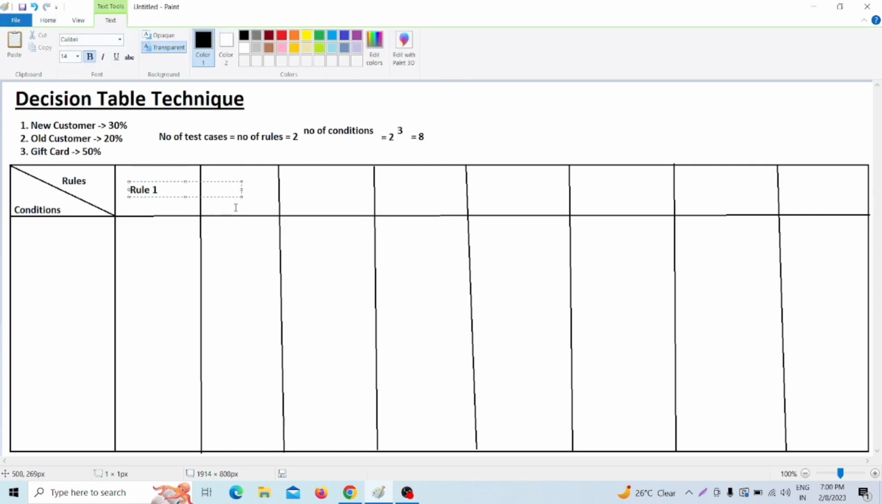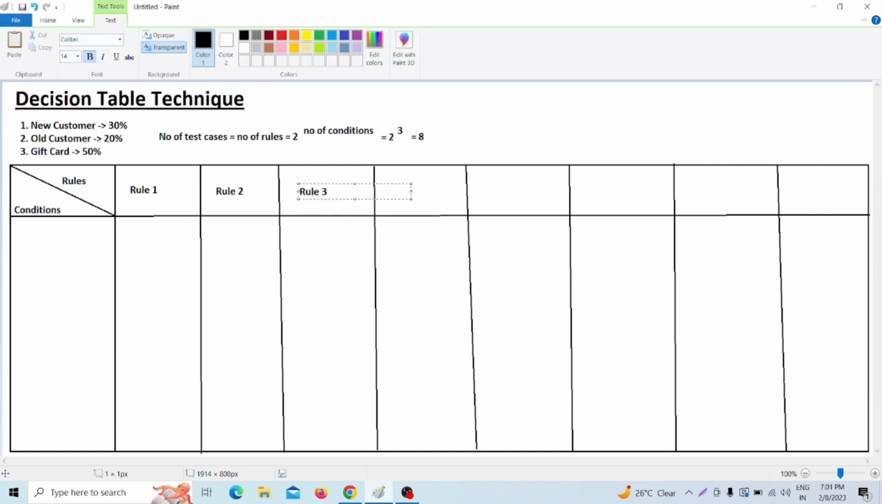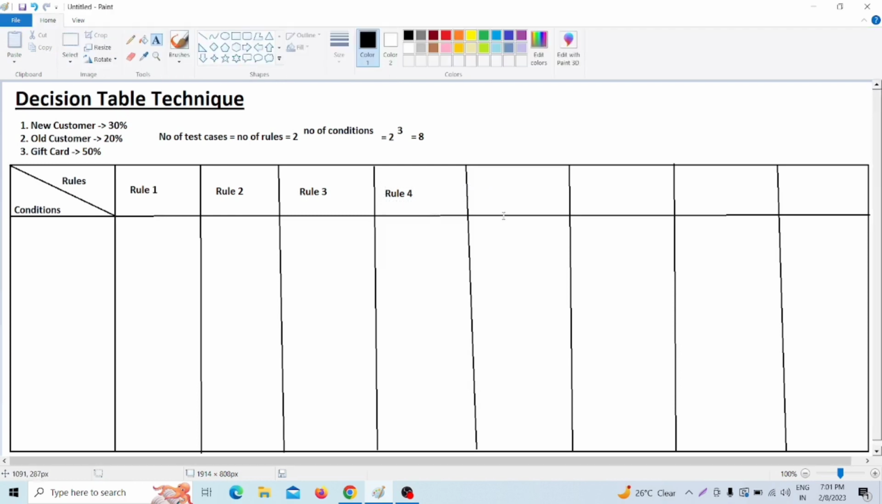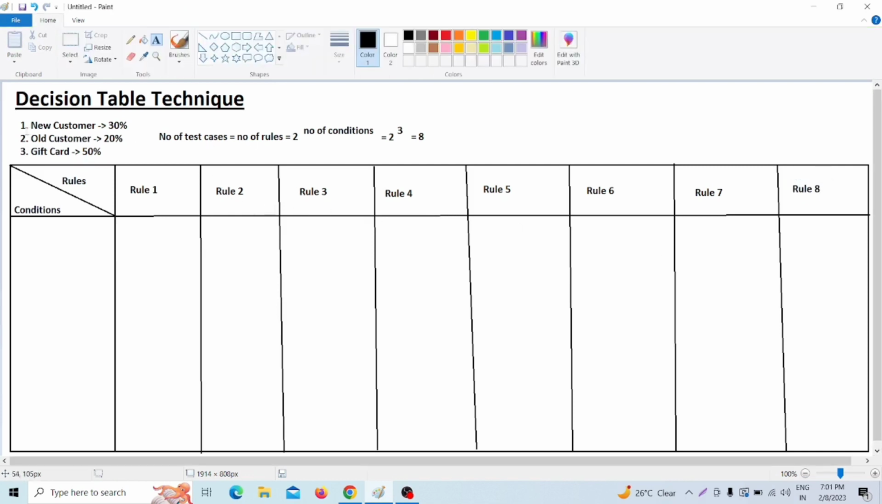So it's rule 1, then rule 2, rule 3, rule 4, rule 5, rule 6, rule 7, and this is rule 8. So total 8 rules are there, meaning total 8 test cases are there according to my conditions.